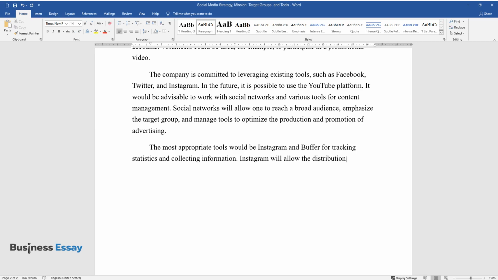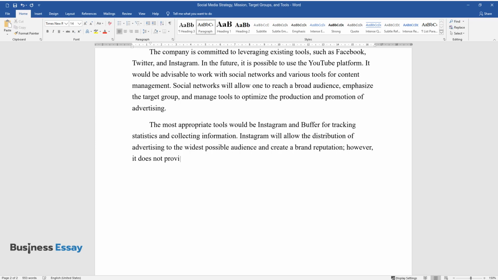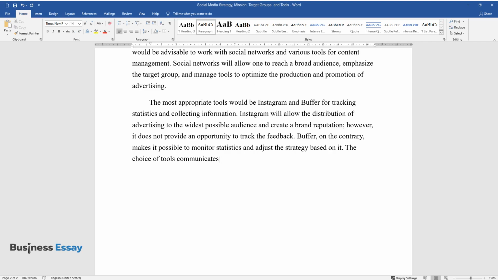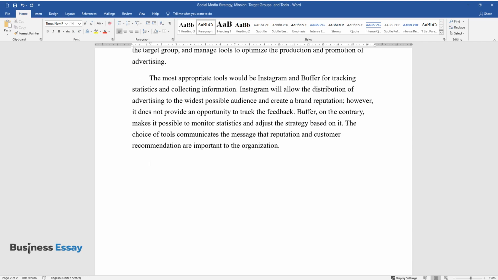Instagram will allow the distribution of advertising to the widest possible audience and create a brand reputation. However, it does not provide an opportunity to track the feedback. Buffer, on the contrary, makes it possible to monitor statistics and adjust the strategy based on it. The choice of tools communicates the message that reputation and customer recommendation are important to the organization.